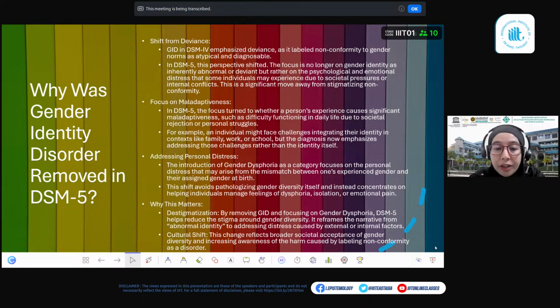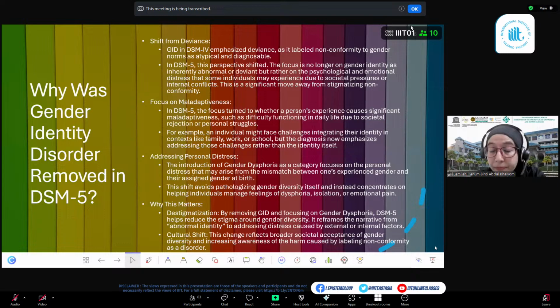DSM-5 focuses on the emotional distress that these people may have from the mismatch between their experience and their assigned gender. So the identity is not a disorder anymore, but because of the mistreatment that they experience in society, they feel distress, and this needs to be treated according to the DSM-5. They don't have any issue if they think that they are trapped in a different gender while their sex is actually male or female. So this shift also reframes the criteria of abnormal.